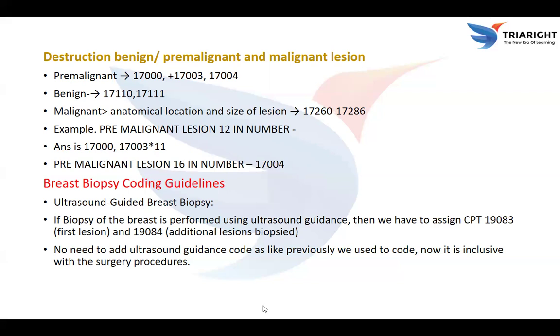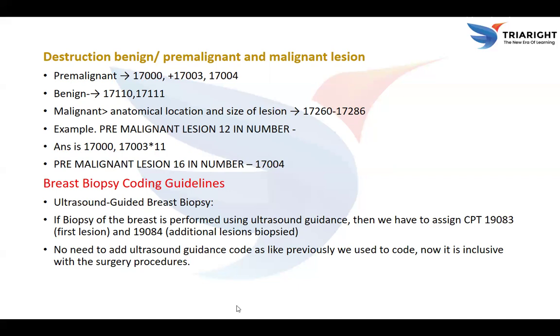So what are the breast biopsy coding guidelines? When performing a breast biopsy using a needle, which is a percutaneous approach, with imaging guidance, specific codes are used. The imaging guidance, ultrasound, MRI or stereotactic, is included in the primary biopsy codes and is not billed separately. So for an ultrasound guided lesion, for the first lesion you have to assign the code 19083, and for the additional lesion you have to assign the code 19085, which is an add-on code.